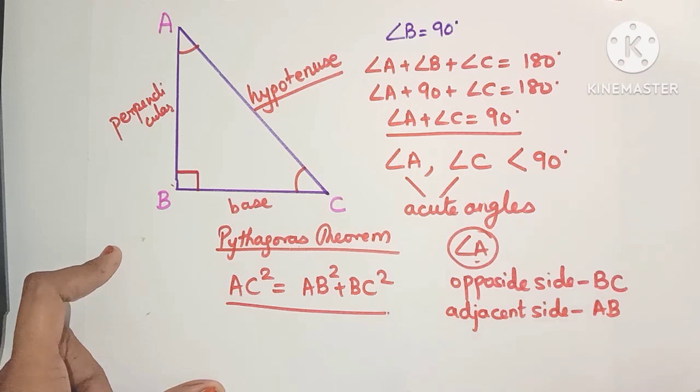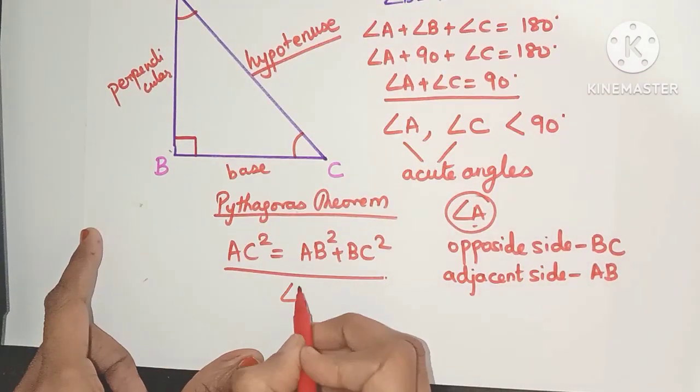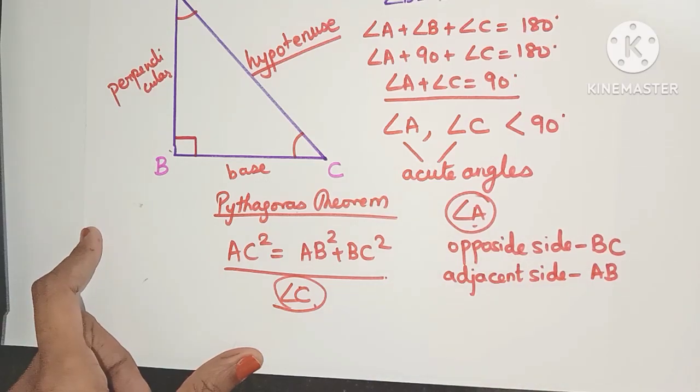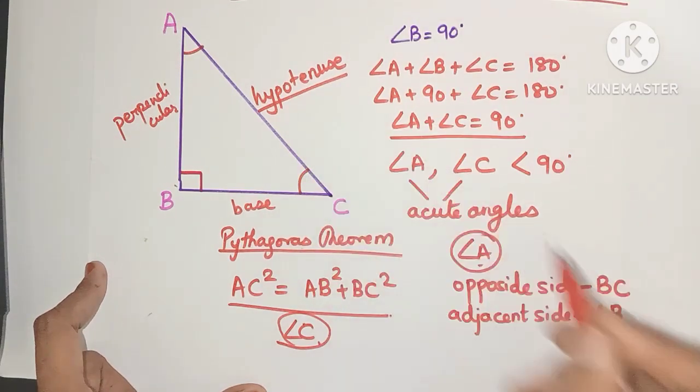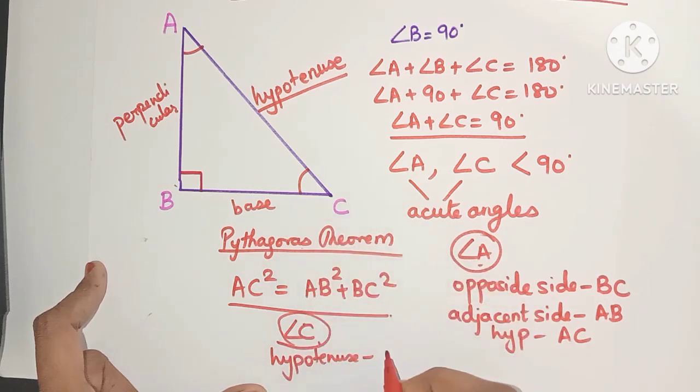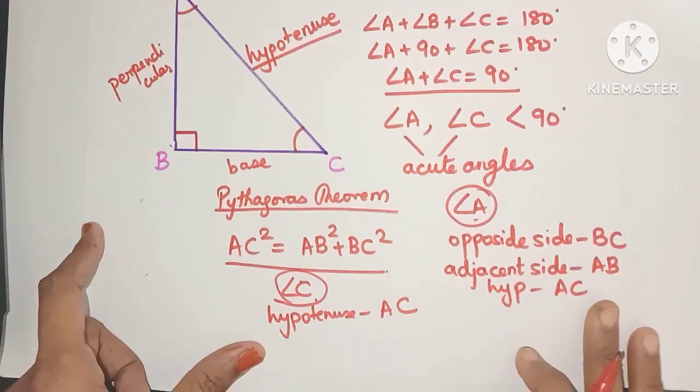Okay friends, I hope this is clear. Now let's come to angle C. And of course, for angle A, where is the hypotenuse? That is never going to change. The hypotenuse will always be AC only. Now coming to angle C, which is the hypotenuse? Let's finish off that first. Again, the hypotenuse doesn't change. It will be AC only, right?